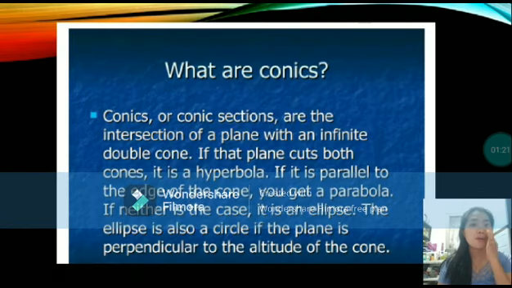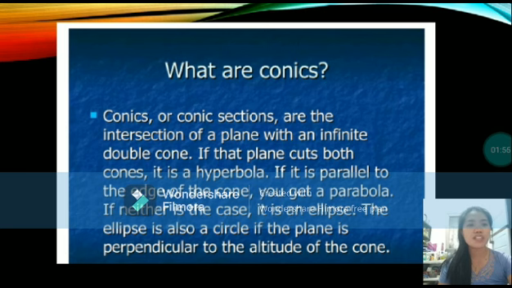So what are conics? Conics or conic sections are the intersection of a plane with an infinite double cone. If the plane cuts both cones, it is called a hyperbola. If it is parallel to the edge of the cone, you get a parabola. If neither is the case, it is an ellipse. The ellipse is also a circle if the plane is perpendicular to the altitude of the cone.